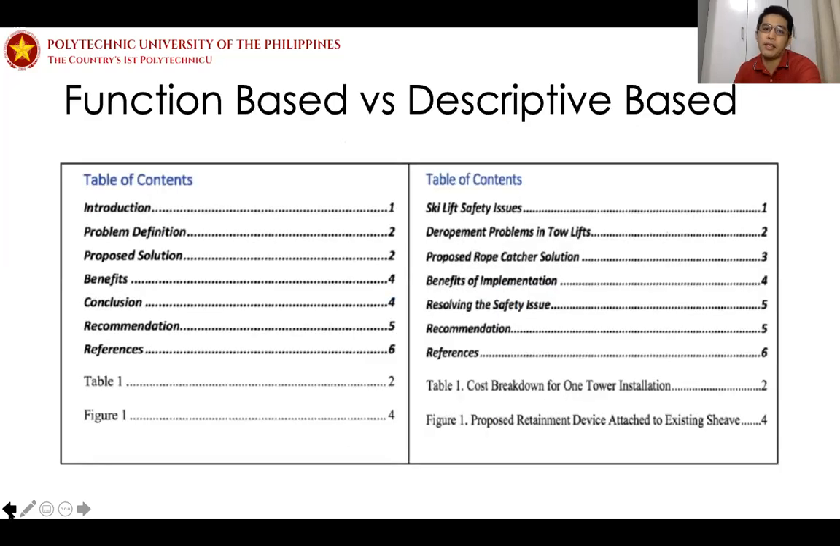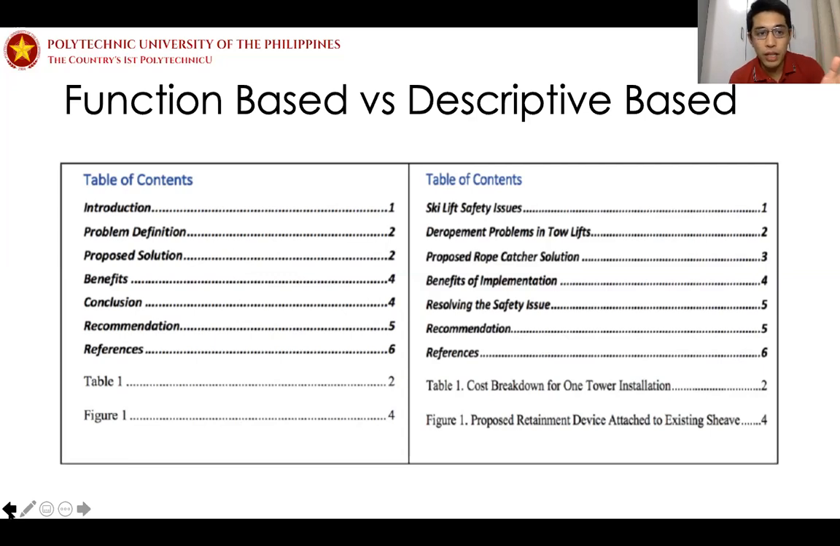Now, we have two kinds of headings. No? One that is functional, and then the other is descriptive. When we say functional, we look at the titles. No? We look at the titles of each, let us say, chapter or each lesson. However, when we say descriptive, we now look at what are the items that we can find within those particular headings. For example, in the function-based, item number 1 is introduction. But in descriptive-based headings, instead of writing introduction, it is now ski lift safety issues.